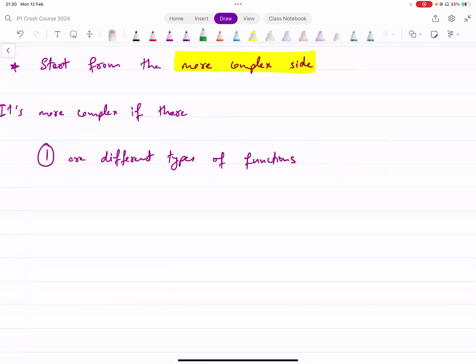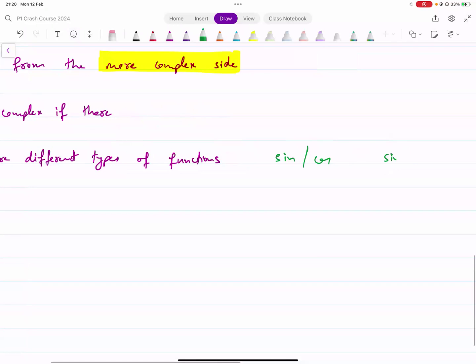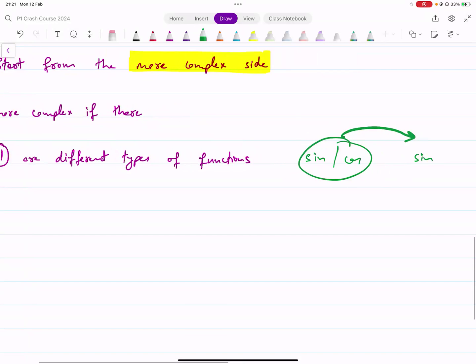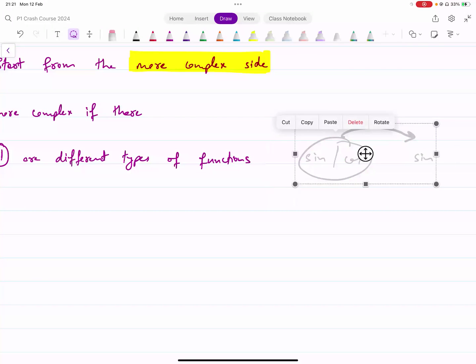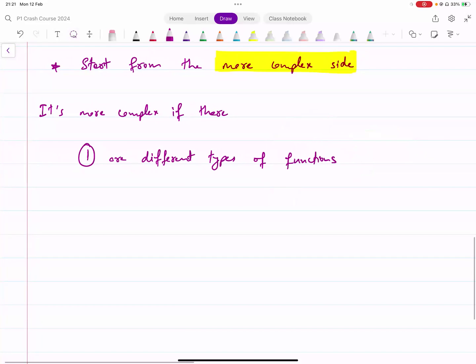What does that mean? If one side has both sine and cos, and the other side only has sine, then the side that has different functions, sine and cos, is more complex as compared to the side that only has sine. So it'll be easier to go from this side to the other side. Okay, the side that has more different types of functions. That's the first thing.